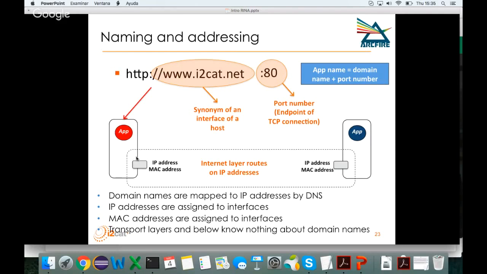And network layers allocate flows between pairs of IP addresses, which are assigned to interfaces. And this complicates multi-homing, as we will see, and mobility, as we will see right now. So transport layers know nothing about application names. Interfaces are assigned IP addresses, but also are assigned MAC addresses. As we'll see, this is also a source of problems.